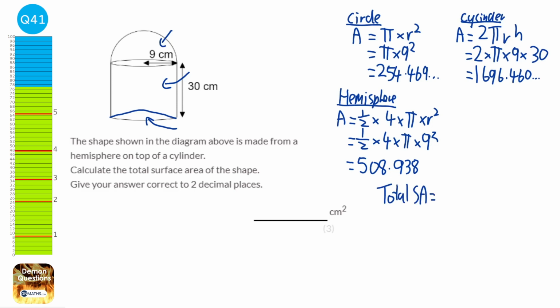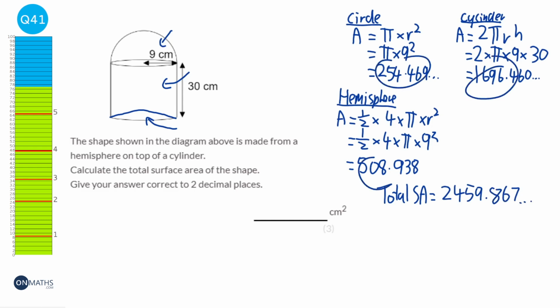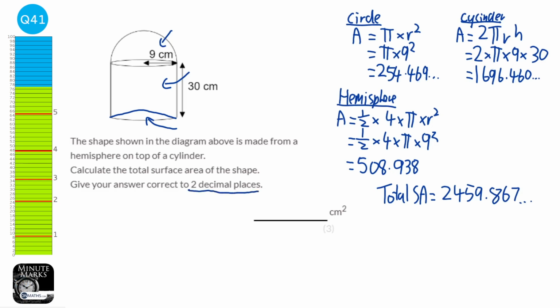And so the final thing is to work out the total area, so total surface area, and we're just going to add up all these numbers together. So we add up the 254.469, the 1696.460, and the 508.938, and we get 2,459.867 and so on. Do make sure you show the examiner that you're adding these three here. I've not done that because it wastes a bit of time for a video, but make sure you write it down. It says it wants it to 2 decimal places, so that will be 2,459.87 centimeters squared.